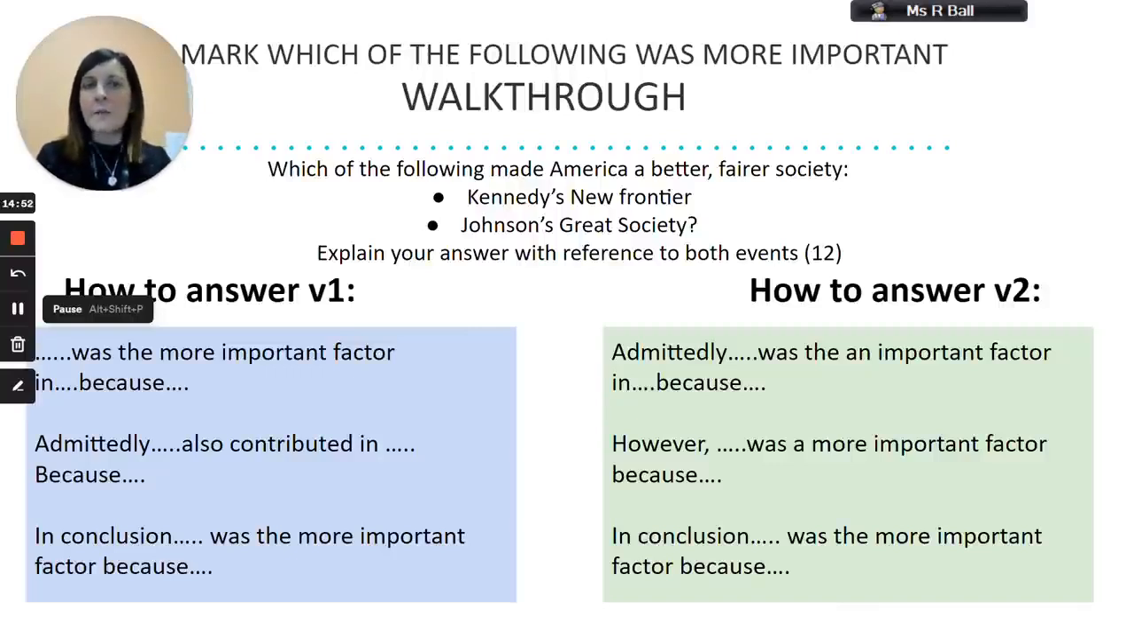Or, if you think that it was Johnson's Great Society that was the most important, you would start your essay, admittedly, Kennedy's New Frontier was an important factor, in this case a big reason why America became a better, fairer society. But Johnson's Great Society was a more important factor because, and then in conclusion.